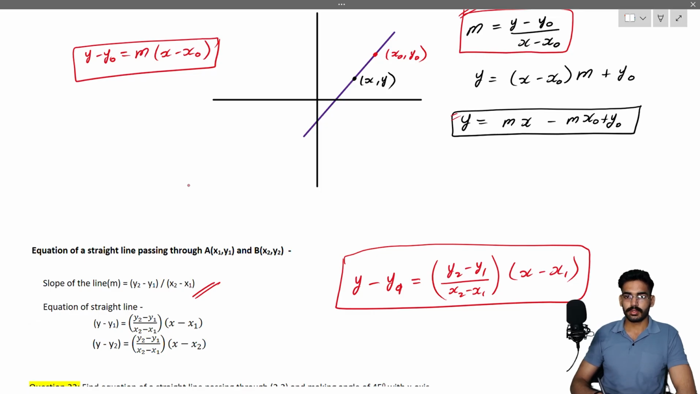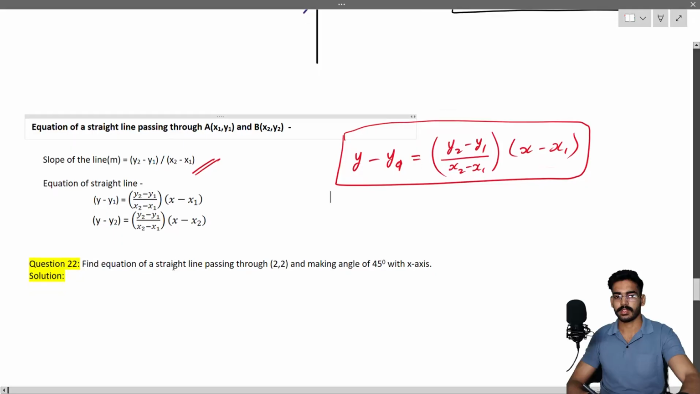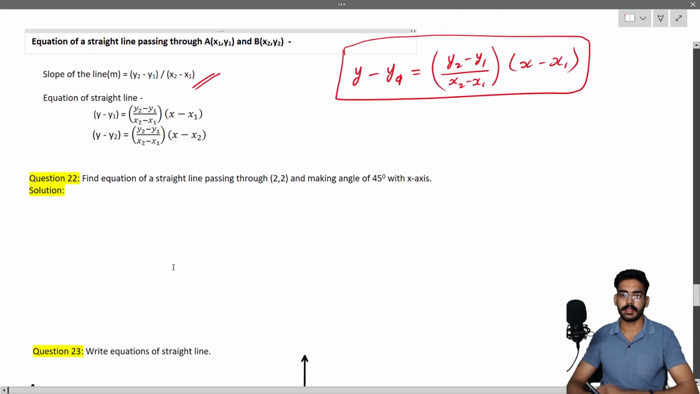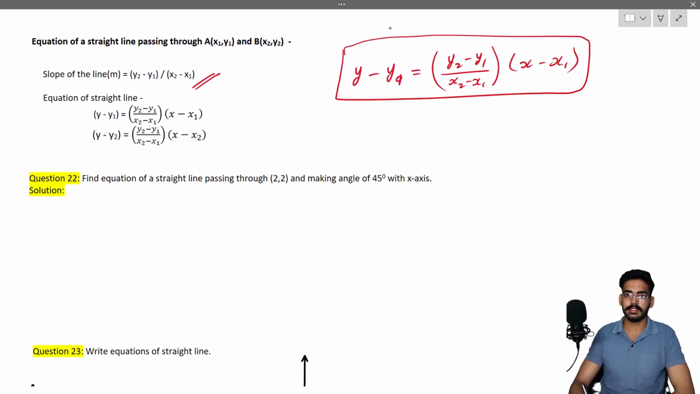So what we did: we had 2 points, we calculated the slope from the given 2 points, and then used one of them to calculate the equation of the straight line, same as the previous method. So one step increased: from 2 points we got the slope, and then using 1 point we got the equation of the straight line. Now this is just an implementation. We don't need to remember these equations; we know the general way to solve.